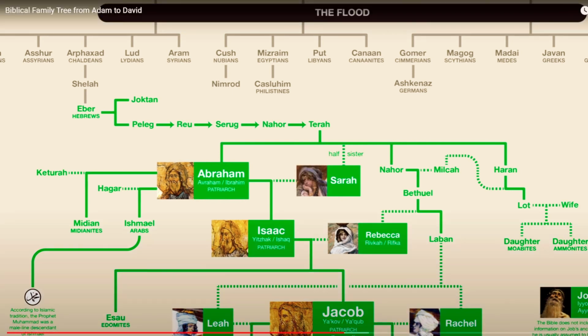But that makes sense because Abraham was the first patriarch, so it makes sense that everything that follows is sort of linked to Abraham, right? It makes sense.